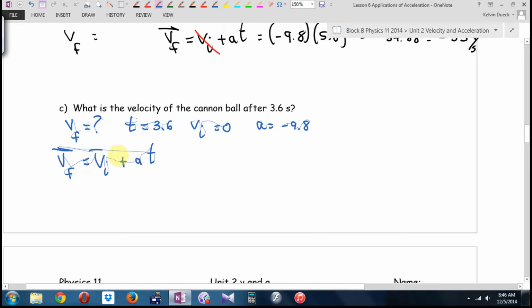And technically, these are all vectors. Oh, that's terribly messy. What are we trying to find? Oh, it's by itself already. That's kind of convenient. So this is plug and chug. It's going to be 0 plus negative 9.8 times 3.6, that's what I said.